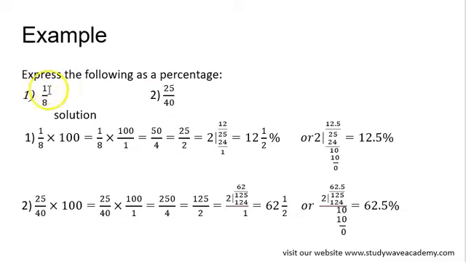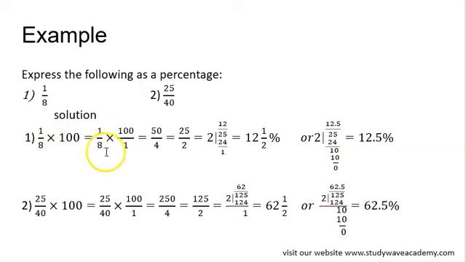We have here number 1, 1/8. How are we going to turn this into a percentage? We say 1/8 times 100. Remember, we're turning it into a percentage, and percentage refers to the term 100. So we say 1/8 times 100. Then we write 1/8 times 100/1. We have an invisible 1 under the 100.